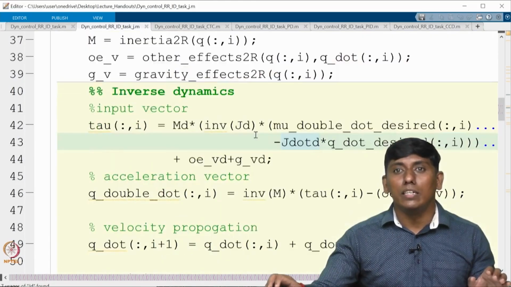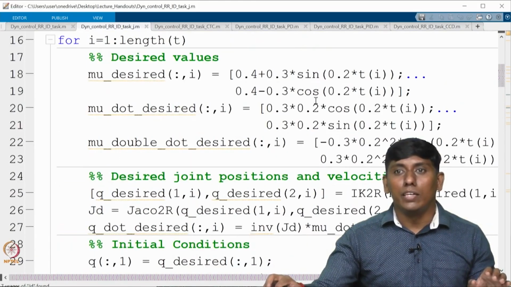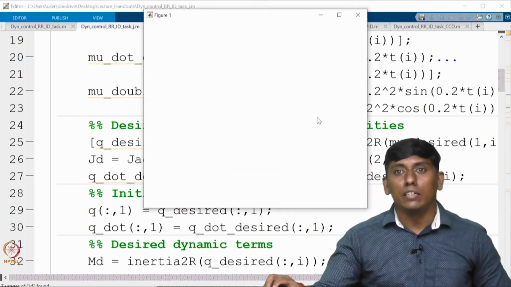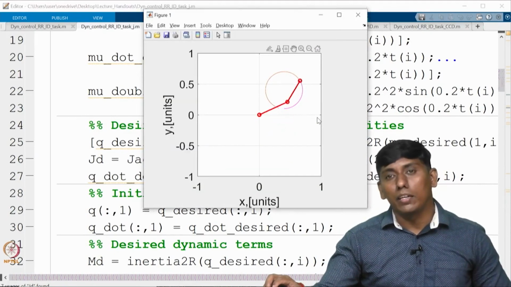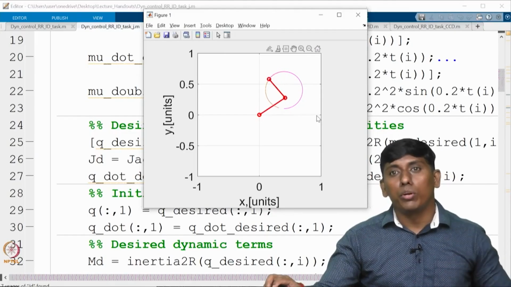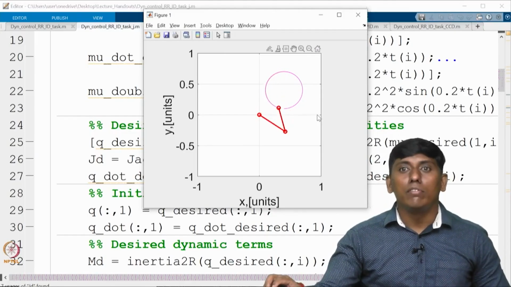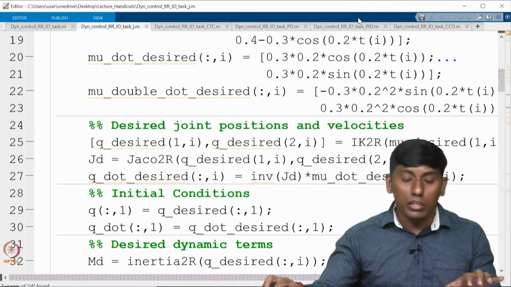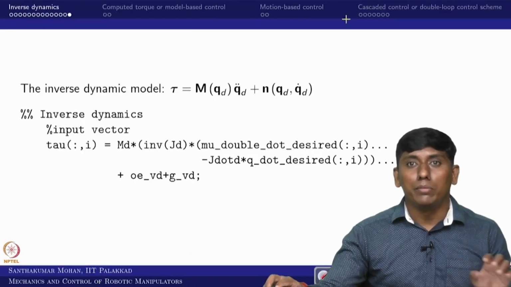So now you can see the same profile that we used in the earlier case, and you can see it is also following it, right. So now this is the inverse dynamics case. Now we will go to motion control, the model-based motion control.